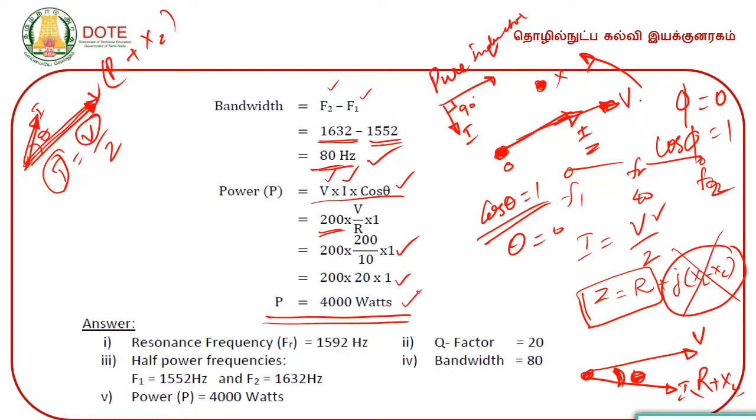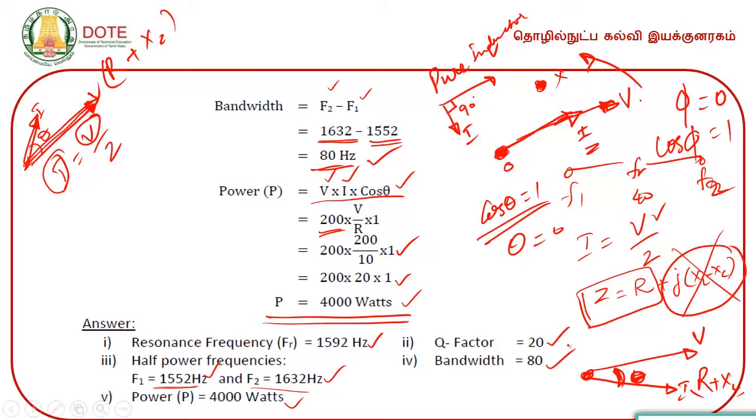Now, the answer is: resonance frequency is 1592 hertz, half power frequencies, that is F1, the lower half power frequency, is equal to 1552 hertz, and the upper half power frequency is 1632 hertz. Then power is equal to 4000 watts, Q factor is equal to 20, bandwidth is equal to 80.